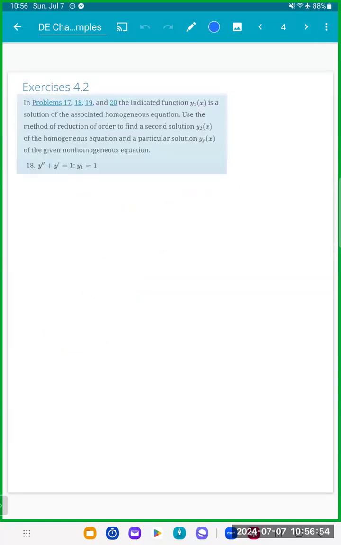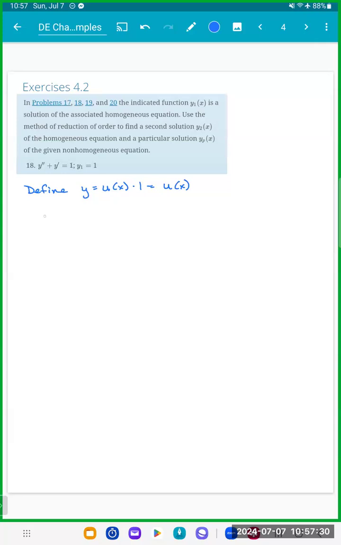Okay, sticking in section 4.2. Now we're moving on to question number 18, and we want to use method of reduction of order to find the second solution of the homogeneous equation and a particular solution of the non-homogeneous equation. So first we can define y as u of x times 1, which is just u of x.